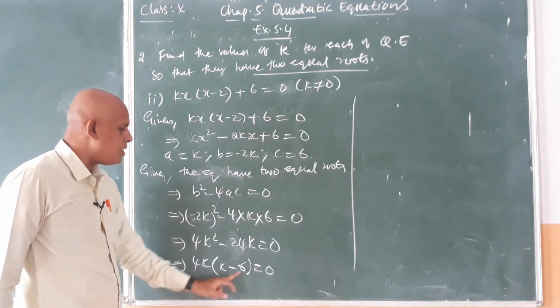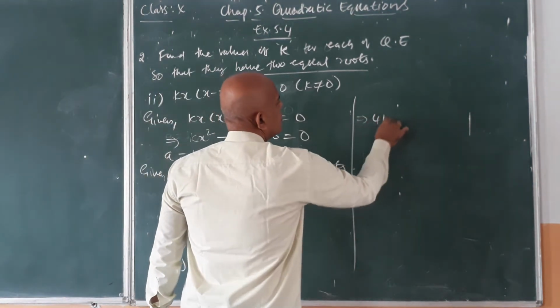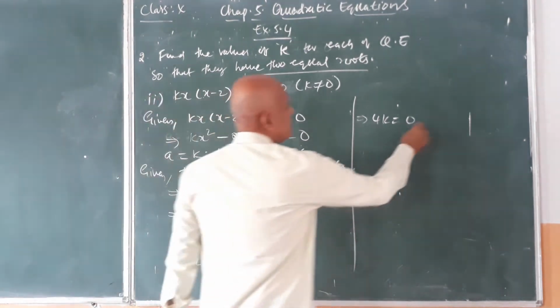When product of two terms is equal to 0, each one is equal to 0, which implies 4k is equal to 0, k minus 6 is equal to 0.